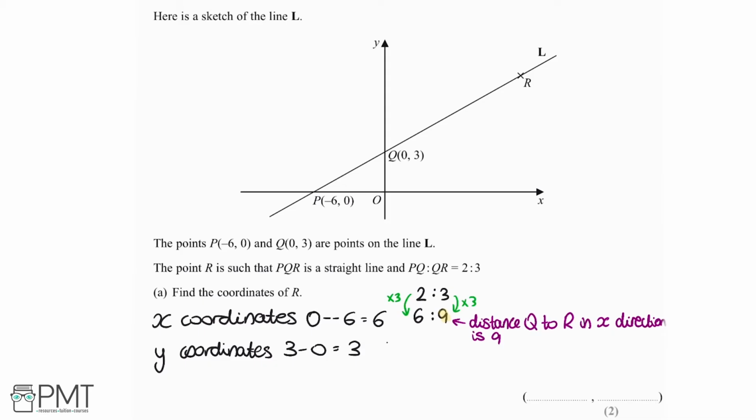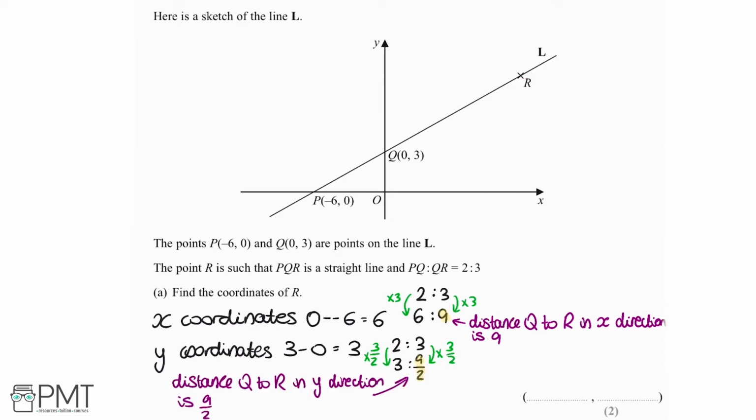And again, we've got our ratio of 2 to 3. Now we know for P to Q, it's 3. So how do we get from 2 to 3? We're going to multiply by 3 over 2. So if we do the same to the other side as well, if we multiply by 3 over 2, we get 9 over 2. We're almost there.